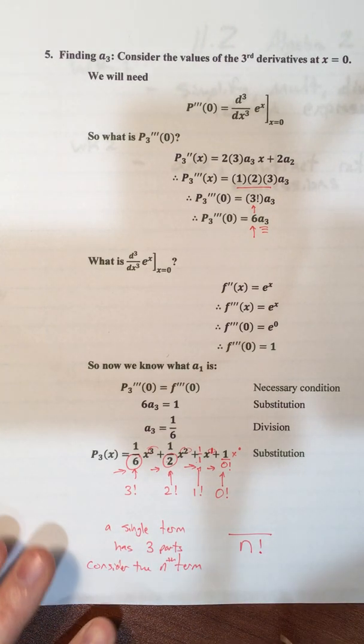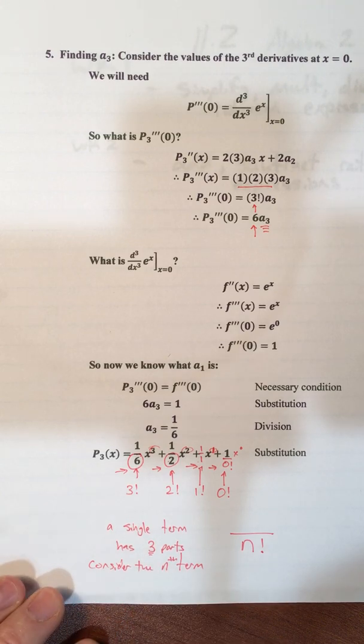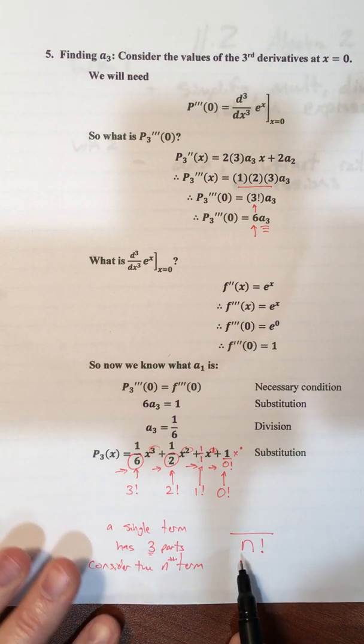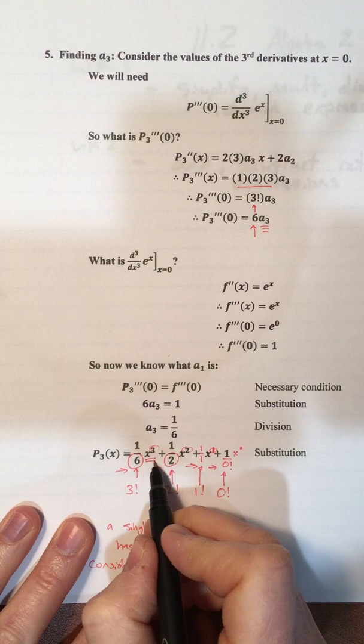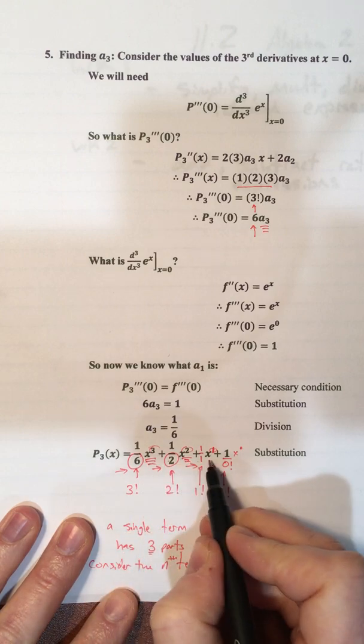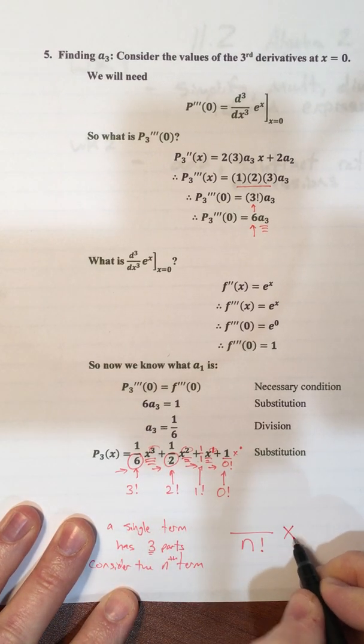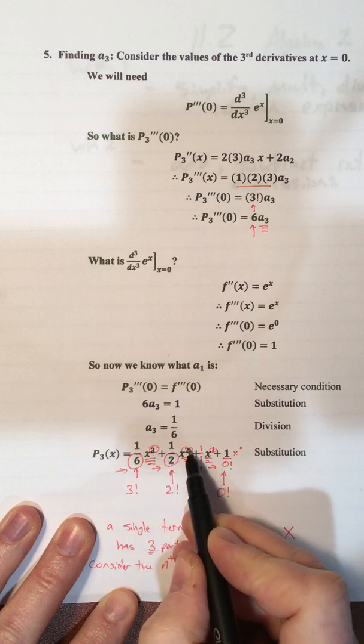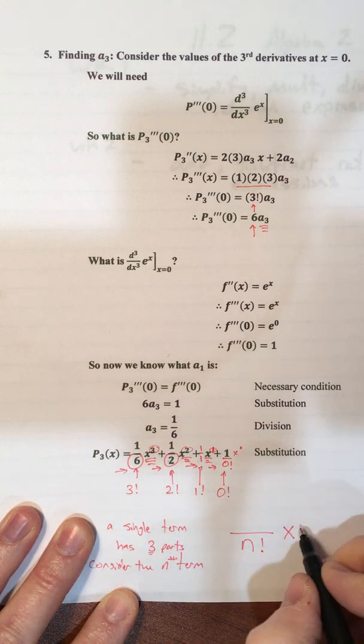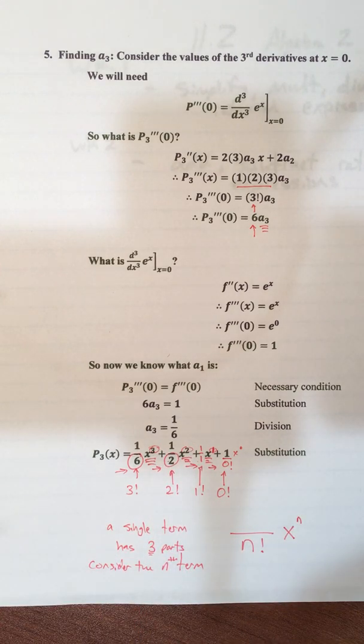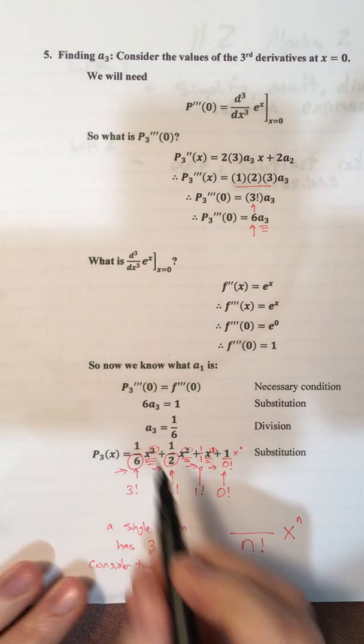Okay? Now, I said there's 3 parts to every term. One part is the bottom of the fraction. The other part is the variable part. And that's fairly straightforward. It's just simply x to whatever exponent, and we're defining the exponent as being n. So that part's nice and easy. All that leaves then is the top of the fraction.